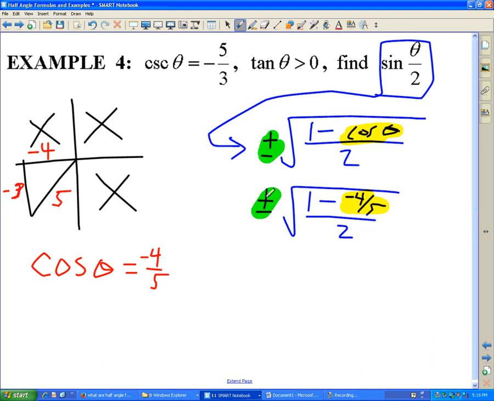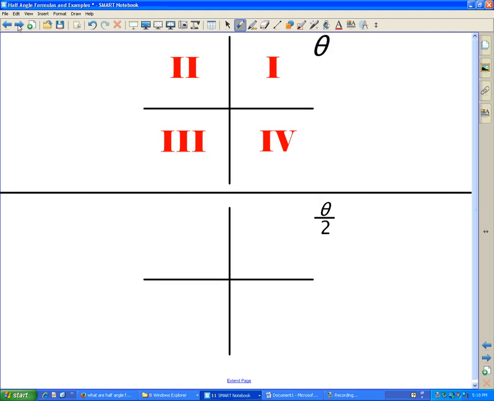And so here's what I want you to consider. All right? Look at this little drawing. We know that we have 4 quadrants, 1, 2, 3, and 4. And that's what I'm going to call the theta axes, okay? Here's our theta over 2 axes right here. And what the theta over 2 axes is going to do is take each of the quadrants from the theta axes and cut it in half.